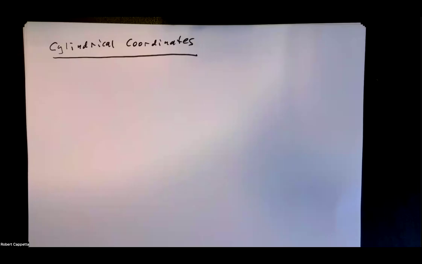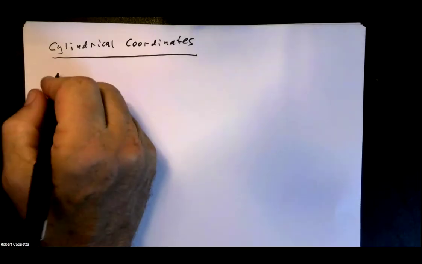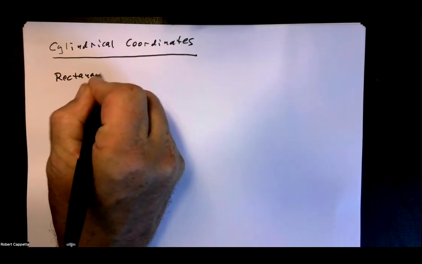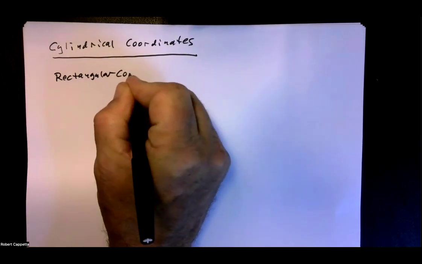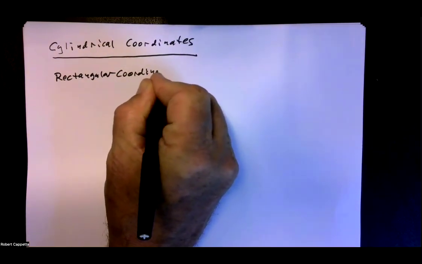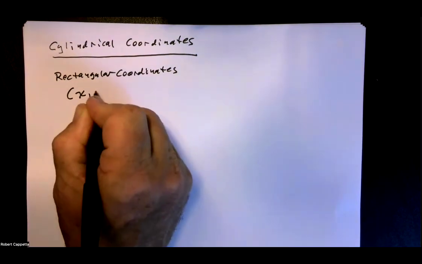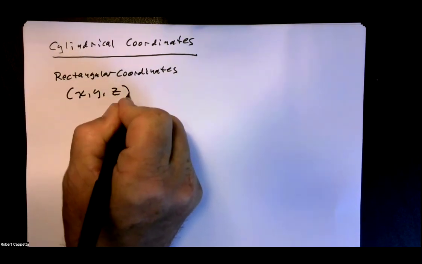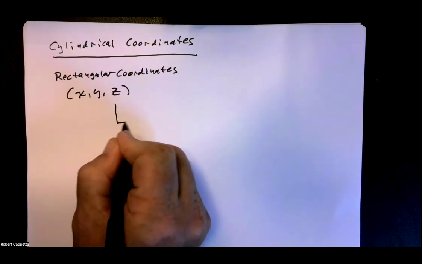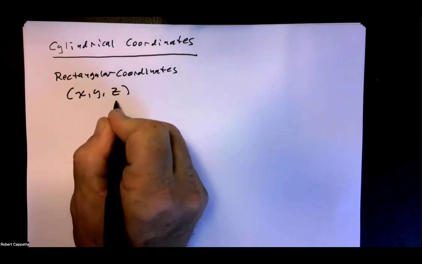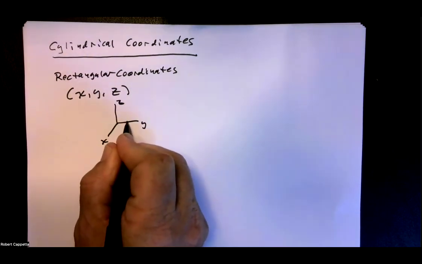We're going to discuss cylindrical coordinates. Let's compare them first to rectangular coordinates. That's what we typically use. The rectangular coordinates are our standard x, y, z that we use. You know, x goes out in this direction, y comes out in this direction, z goes up that way.